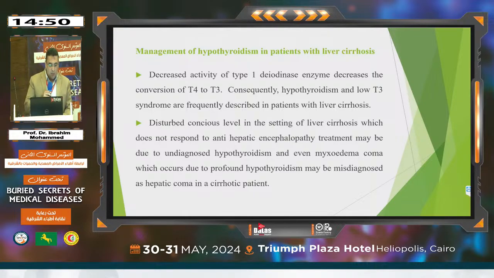Decreased activity of type 1 deiodinase enzyme decreases the conversion of T4 to T3. Consequently, hypothyroidism and low T3 syndrome are frequently described in patients with liver cirrhosis. Disturbed conscious level in the setting of liver cirrhosis, which does not respond to anti-hepatic encephalopathy treatment, may be due to undiagnosed hypothyroidism, and even myxedema coma, which occurs due to profound hypothyroidism, may be misdiagnosed as hepatic coma in a cirrhotic patient.